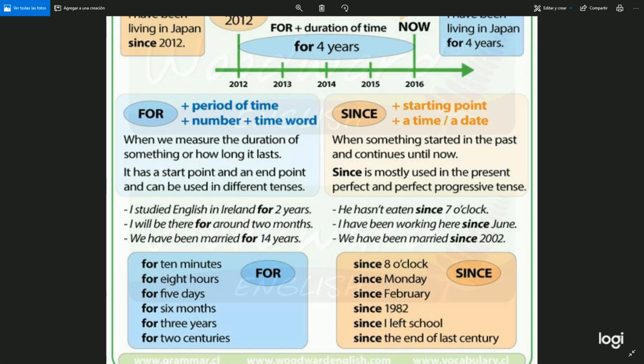For example, I will be there for around 2 months. So you say "for", a period of time. You say a number. The number is 2, and the word is months. So I will be there for around 2 months. You're talking about the period of time that maybe you're going to stay somewhere. We have been married for 14 years. Pay attention: present perfect, have been. "For", can you see? Period of time. Number, 14, and the time word, years. You say "for": for 10 minutes, for 8 hours, for 5 days, for 6 months, for 3 years, for 2 centuries.